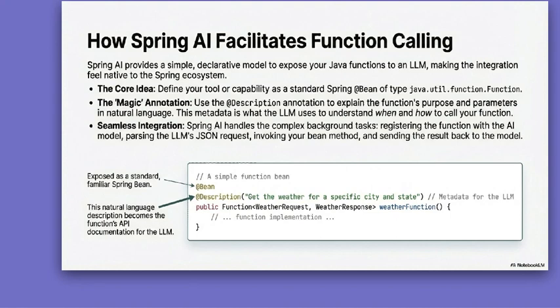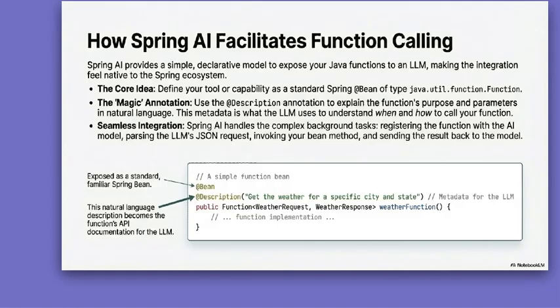Exactly, you define the contract. Input type is your request record, maps to the apply method's input. Output type is your response record, maps to its return value. And the great part is the business logic inside that function can be anything. A REST call, a JDBC query. Anything. As long as it's a Spring Bean, Spring AI can see it.